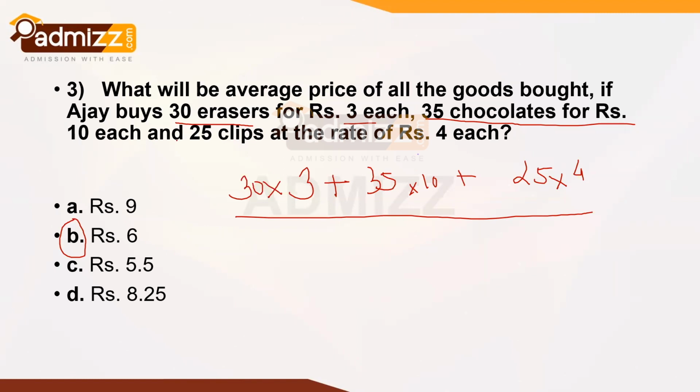This gives a total sum of money. Now, to find the average, we have to find the total number of items. So for that, what we do is 30 erasers plus 35 chocolates plus 25 clips. Whatever the answer from this particular equation is the answer that we are seeking. And solving this, the correct answer comes out as 6. So option number B is the correct answer.